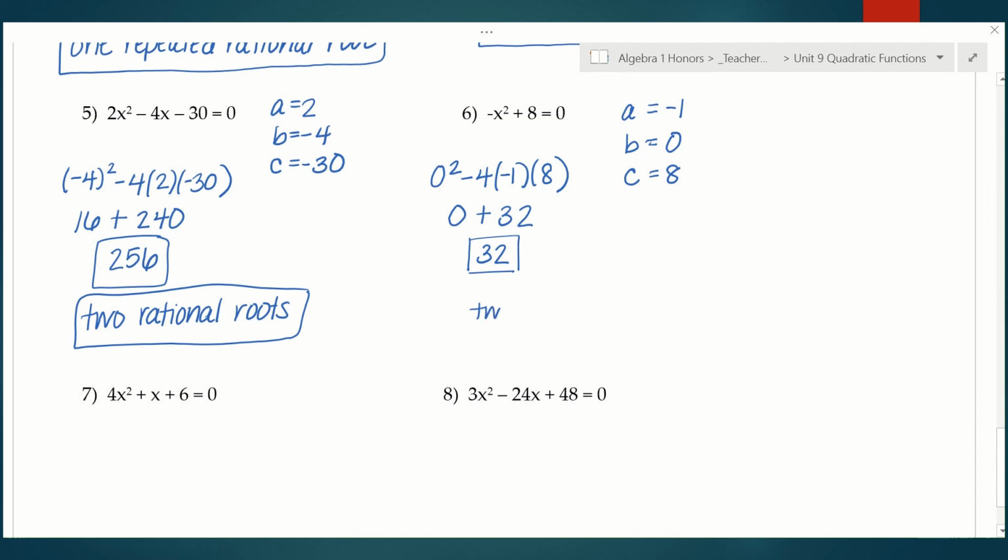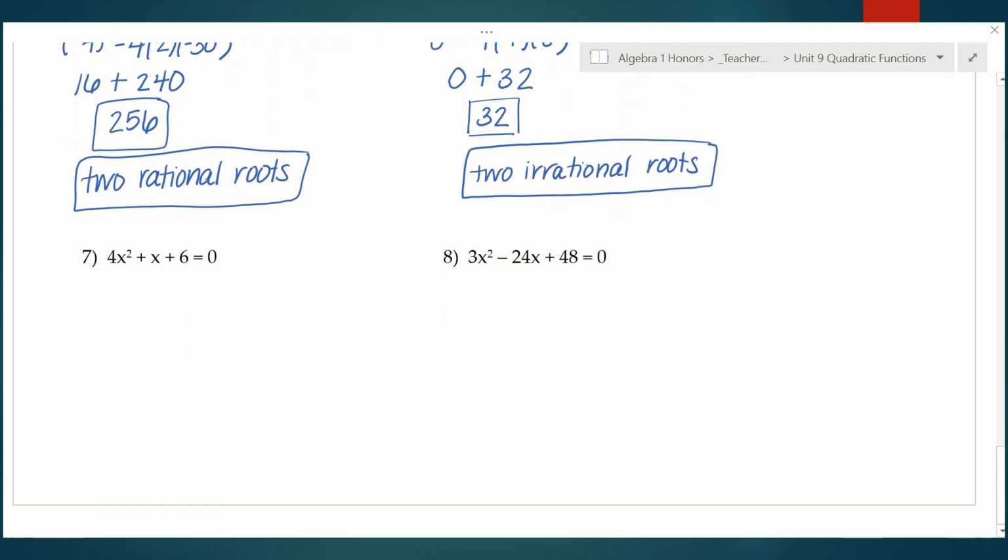So 2 irrational roots. All right, we have 2 more. Number 7, A is 4, B is 1, C is 6.